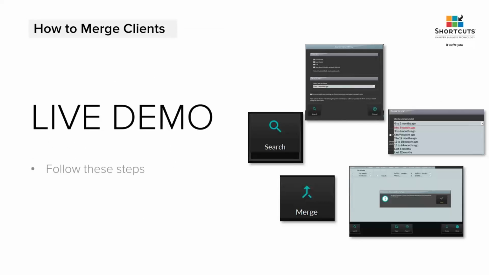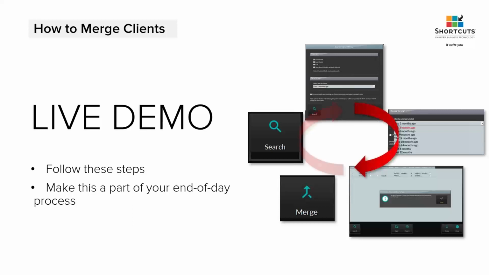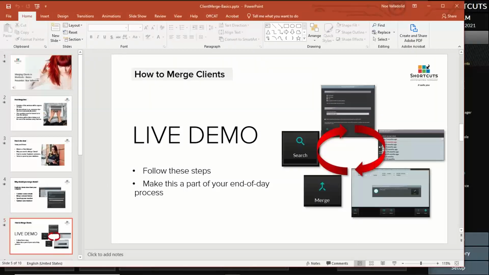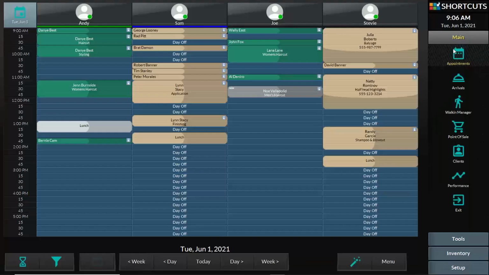So how do you merge them? The best way to learn is by seeing it in action. So let's actually take a look. I'm going to get out of the presentation for a moment and launch Shortcuts. So I have Shortcuts open already. So let's go through the steps.